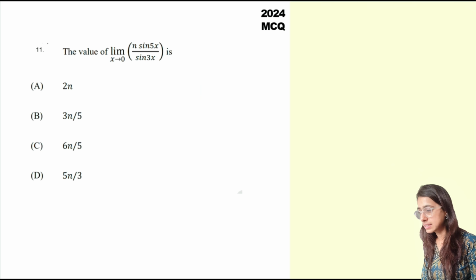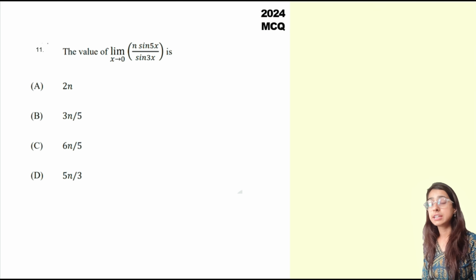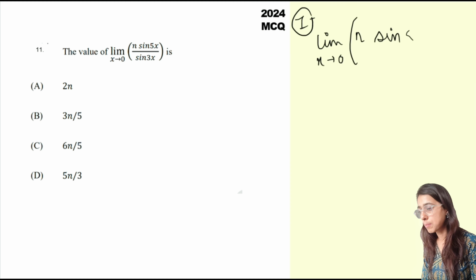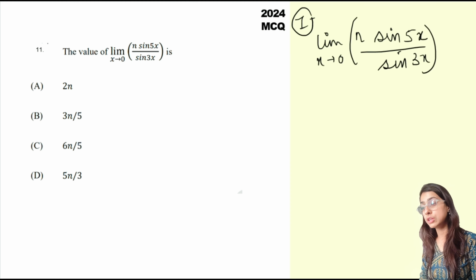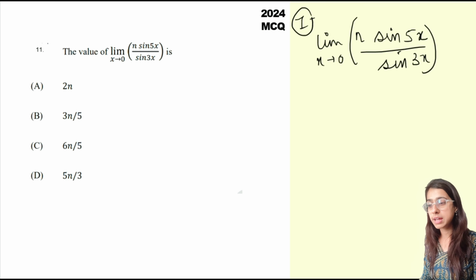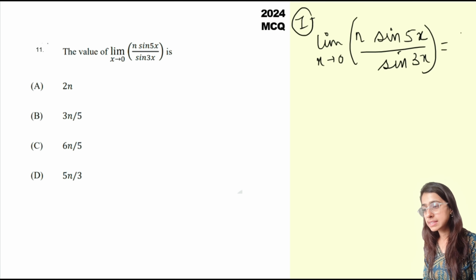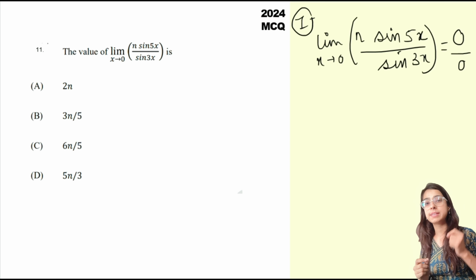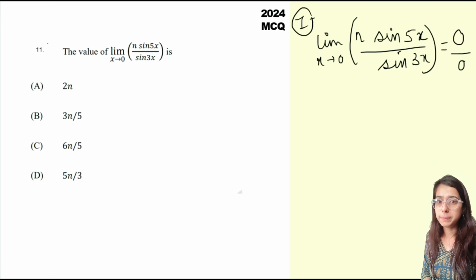The value of limit x tends to 0 of sin 5x upon sin 3x is. Now this question can be solved in two ways. So the first method is, since limit x tends to 0 of sin 5x upon sin 3x, अगर हम न्यूमरेटर एंड डिनोमिनेटर दोनों में x is equals to 0 डाल देते हैं, so we will get 0 by 0 form. Now 0 by 0 is undefined form. But हमें पता है जब भी 0 by 0 form होता है, then we will use L'Hopital's rule.